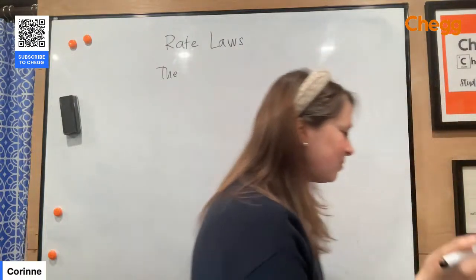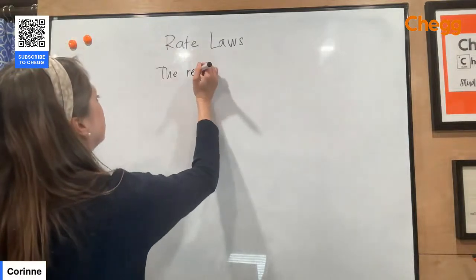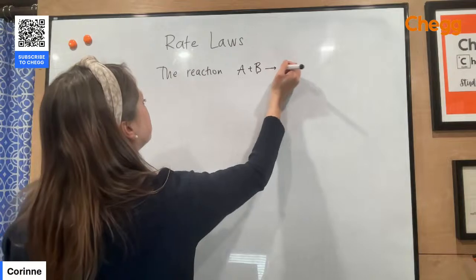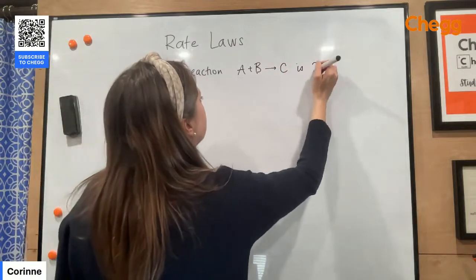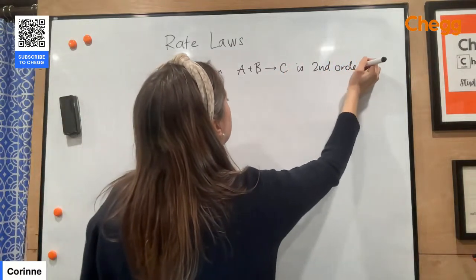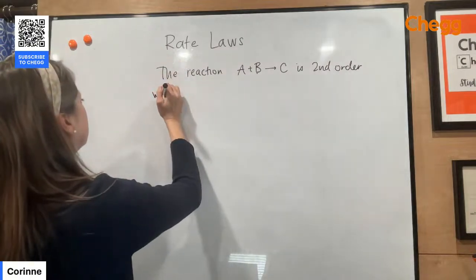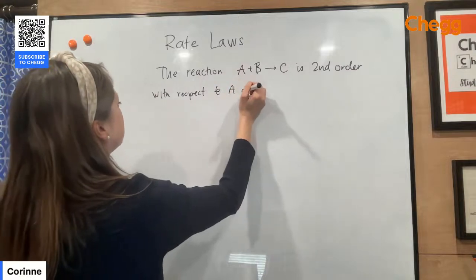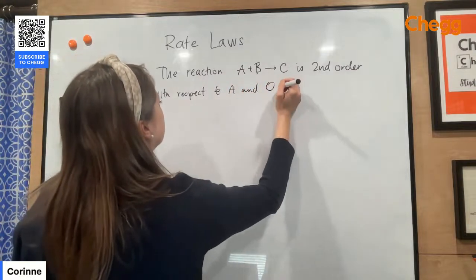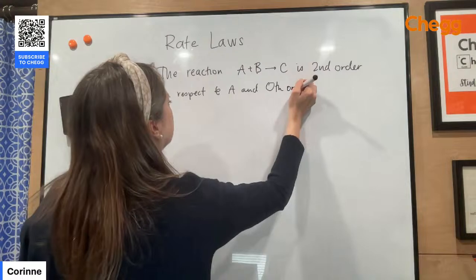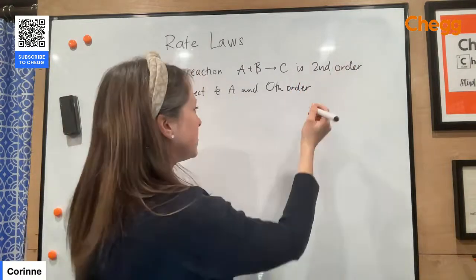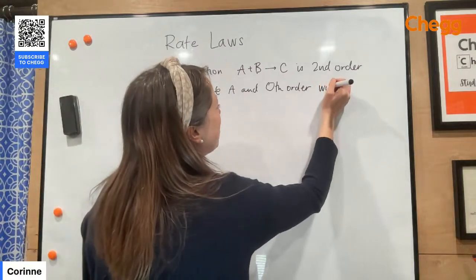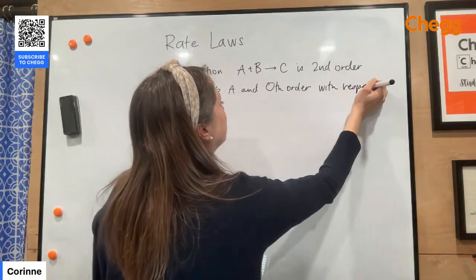All right. So the reaction A plus B goes to C is second order with respect to A and zero order. Do you say zeroth? Do you say zero? It's a point of contention. With respect to B.